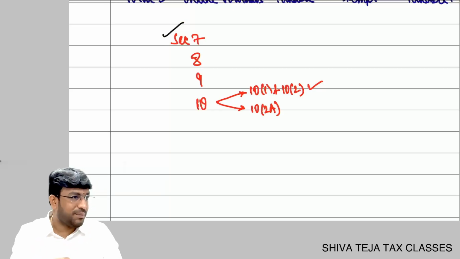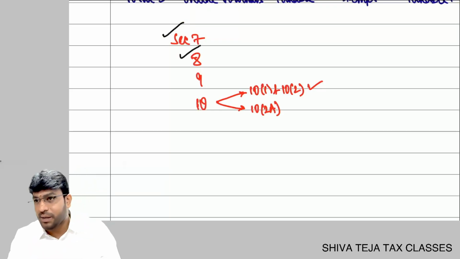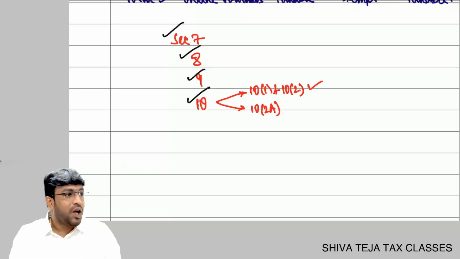All of us? Then, my dear friends, let me tell you an interesting point. Section 7, we discussed what is supply. Section 8, we spoke about composite supply and mixed supply. Section 9, we have discussed charge of GST. Section 10, we have covered the composition scheme.